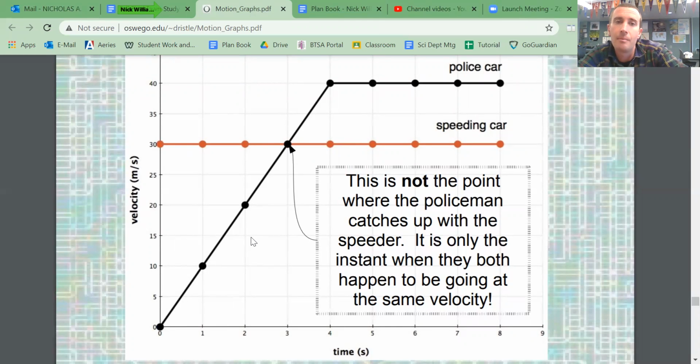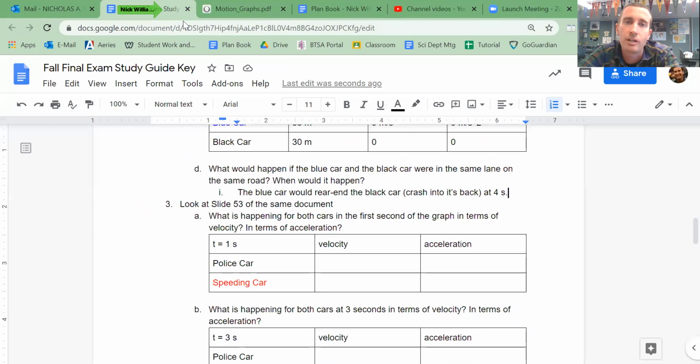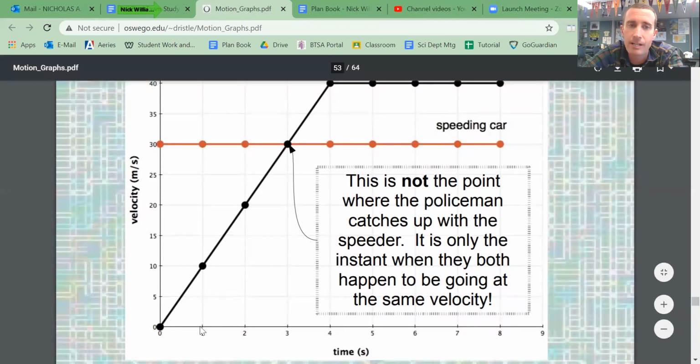So let's take a look at what questions were being asked for. What's happening in the first second of the graph in terms of velocity and in terms of acceleration? So for velocity, we're looking at the first second, and in that first second, the speeding car is going at 30 meters per second, and the police car, starting from 0, is speeding up to 10 meters per second.